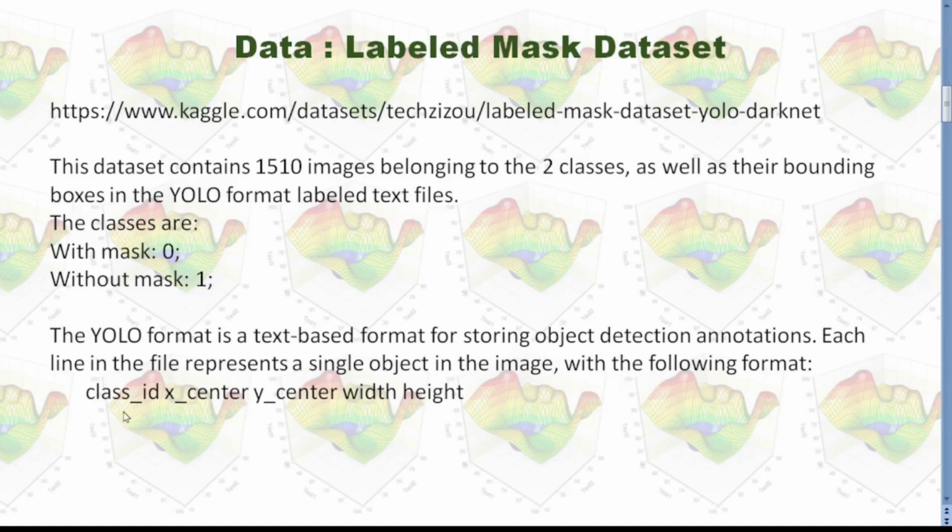For each image file, there is a text file with the same file name but different extension. In this text file, we will have a class ID to indicate if the person has a mask or doesn't have a mask. And also, there are 4 floating numbers to indicate the location of the face.